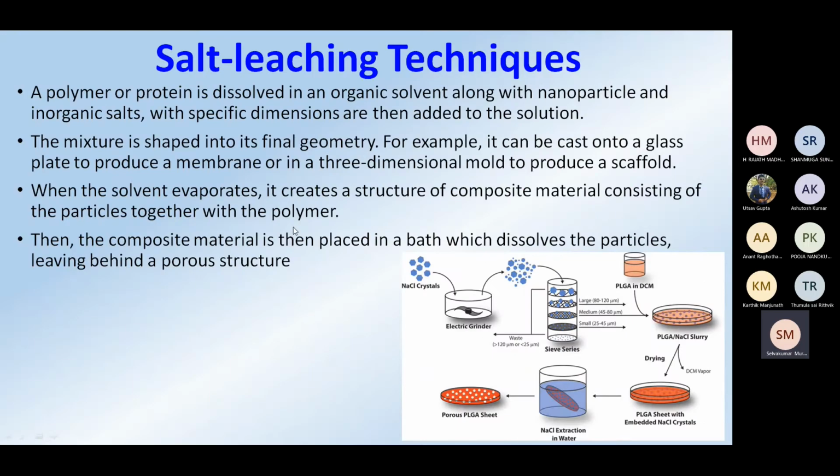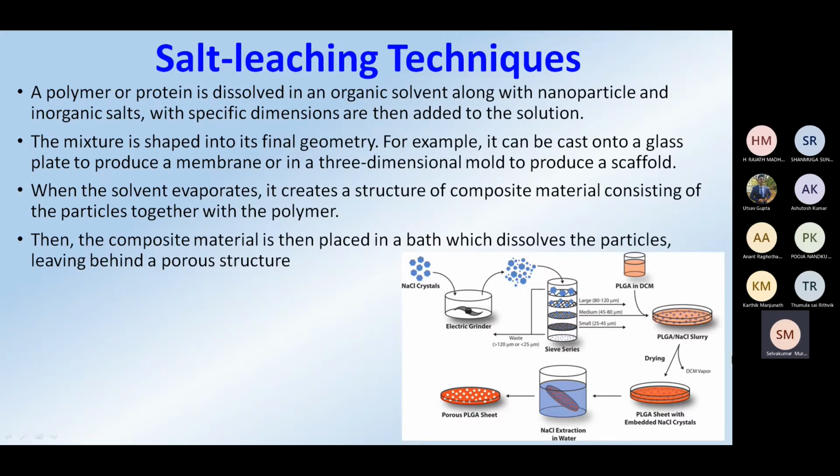which is nothing but you are going to dissolve your polymer or the protein in a suitable solvent, maybe water or an organic solvent, along with the nanoparticles and other inorganic salts with specific dimensions, which are added to the solution. First, you take a grinding vessel or a beaker where you put the nanocrystals or the inorganic crystals to reduce the size with the help of different sieves. On the other hand, you dissolve your polymer in a suitable solvent, say for example, polylactic acid dissolved in dichloromethane. Once the polymer is dissolved, you put the size-reduced inorganic crystals, or the salts, into that dissolved polymer, and then you dry them out.